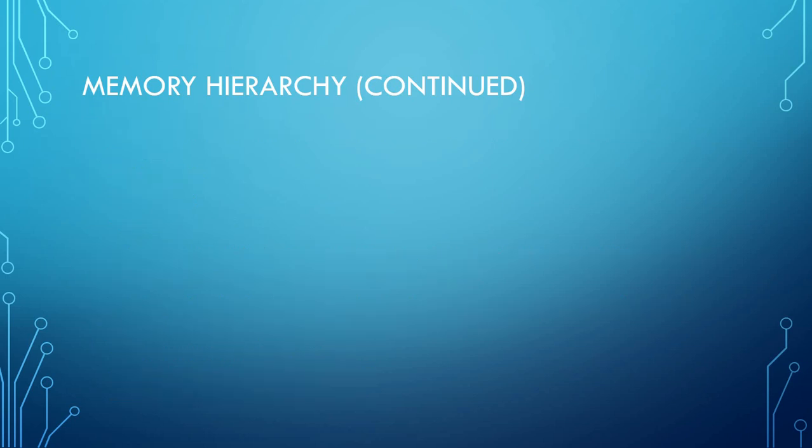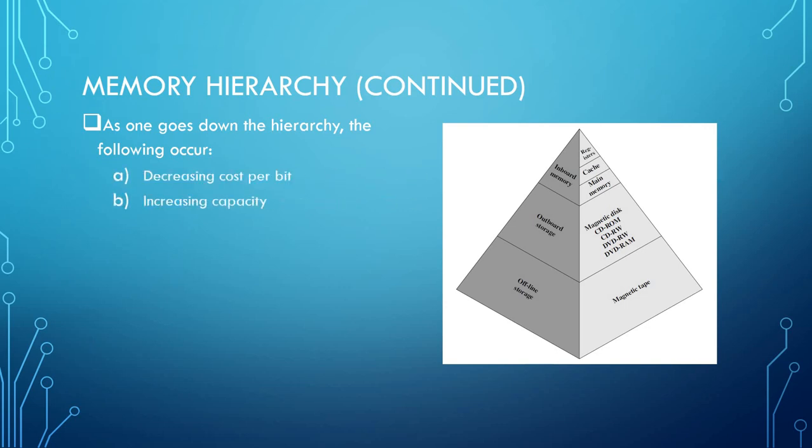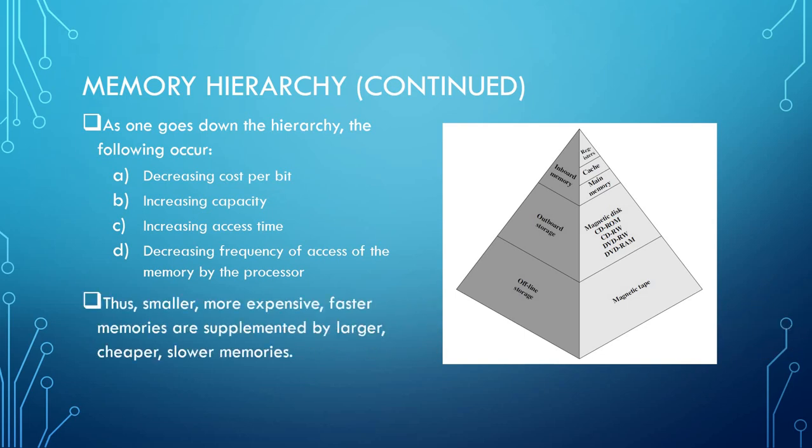Memory hierarchy, continued. As one goes down the hierarchy, the following occur. Decreasing cost per bit. Increasing capacity. Increasing access time. Decreasing frequency of access of the memory by the processor. Thus, smaller, more expensive, faster memories are supplemented by larger, cheaper, slower memories.